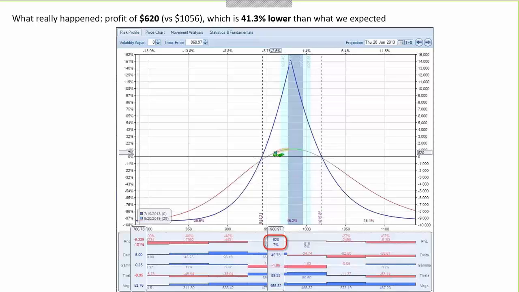So we went from making a pretty handsome profit there of over $1,000 down to essentially half of what we expected to get. Now remember, this was with the 30-60 calendar. So you might look at this and say, all right, had I been smart enough to put my back month option further out in time, that would have given me more Vega, right? So let's look at that.